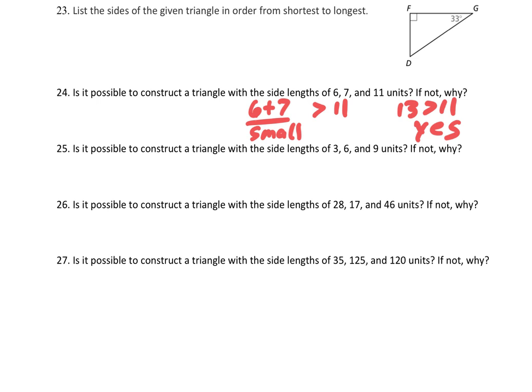And then it's not always listed from smallest to largest. Like if you look at number 27, these are not the 2 smallest sides. 35 and 120 are the 2 smallest sides. So make sure you're adding the right 2 numbers together, because that can change your answer as well.